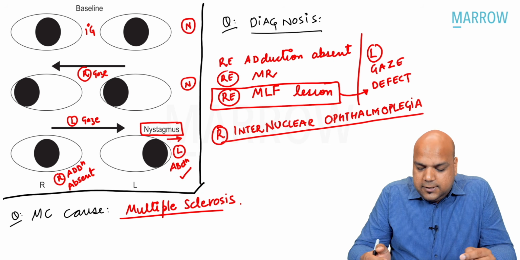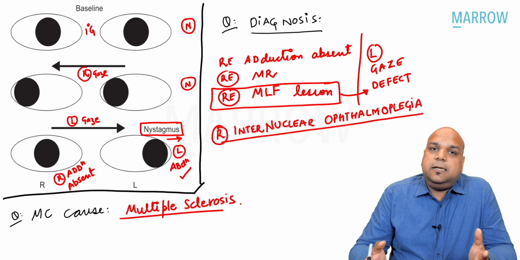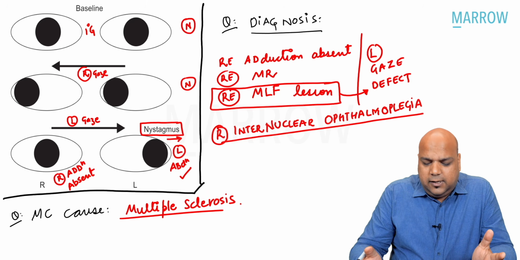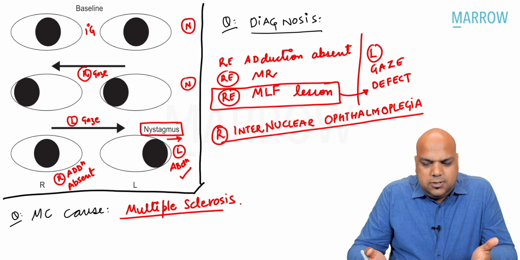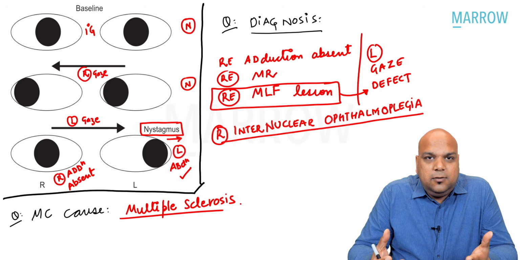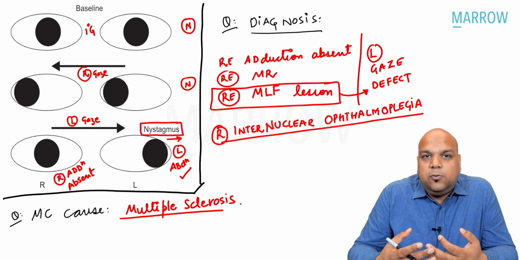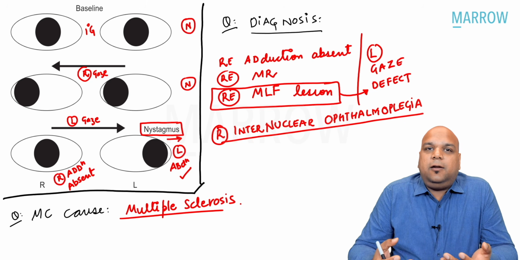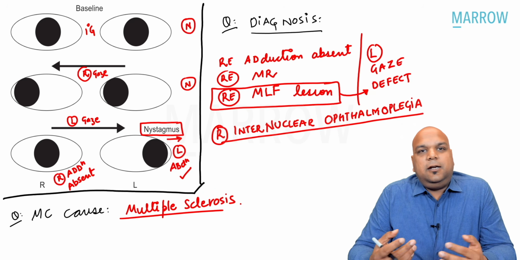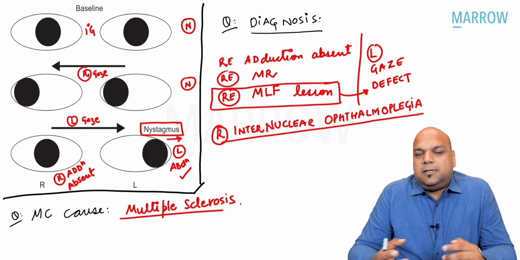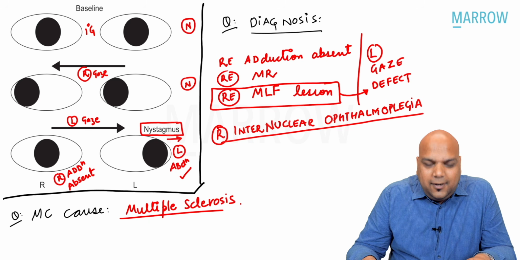Sir, is there something called reverse internuclear ophthalmoplegia? Yes, there is. But that is so rare that I don't think that should ever be asked to you. See, anything can be asked to you. But when we are making an examination, we want to ask you things which you will encounter, not things which are only written in textbooks as one case seen, 10 cases seen in the past 10 years. No, we are not wanting to do that, right?